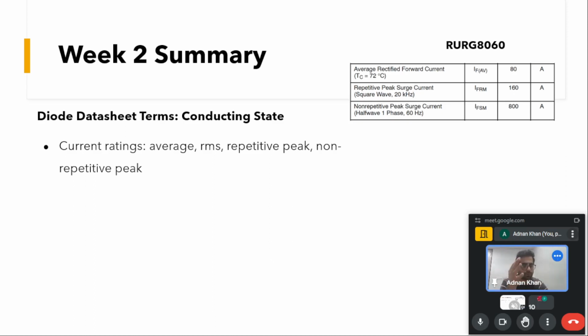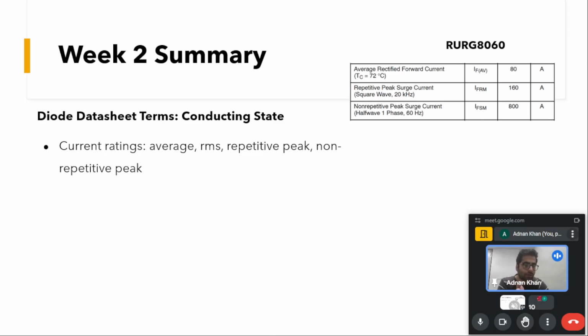Now it is up to us to see what specifications we want a particular component for, and we have to look for these things. If I have to carry a certain amount of current, is my device able to carry that amount of current? If I have a repetitive current of some frequency, will my device be able to handle it? You can see here our device is able to handle a repetitive current of 160 amps, but on average it shall be able to carry only 80 amps.